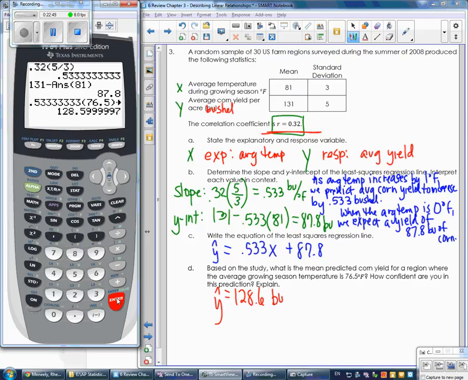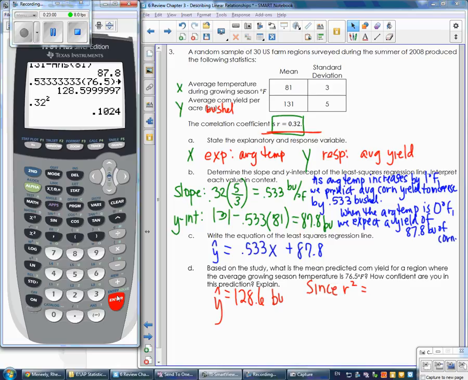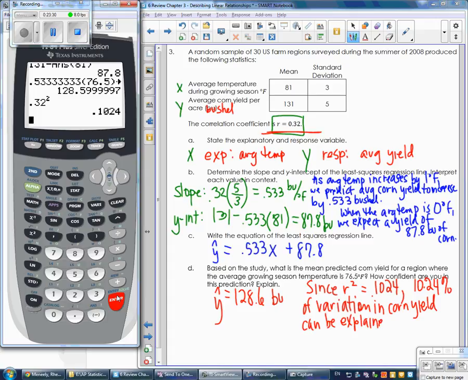Another way that you can look at this is to square that. So r squared is equal to 0.32 squared, which gives us 0.1024. That tells us that only 10.24% of the variation in my y values, which in this case would be the corn yield, can be predicted by or explained by the regression line on average temperature. So that's a very, very low amount.